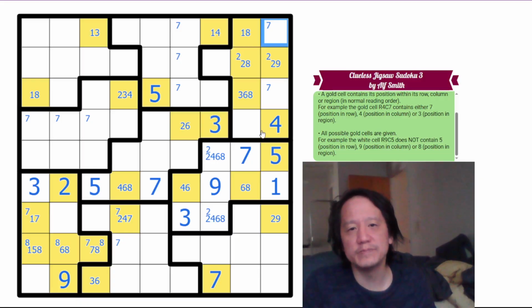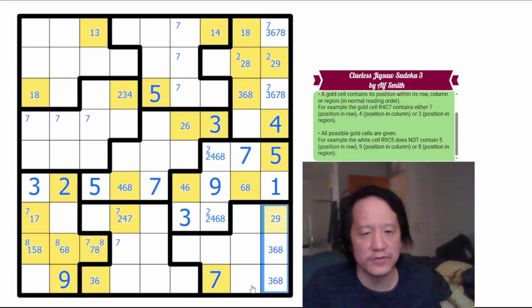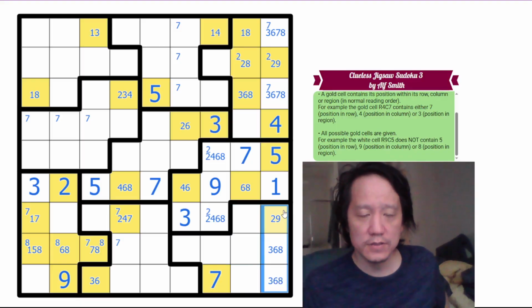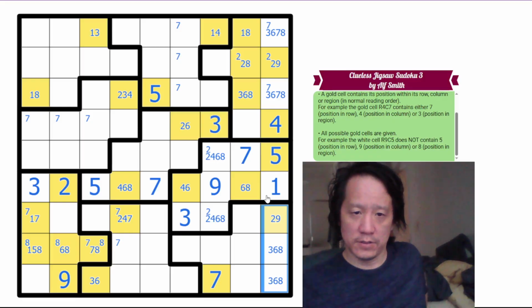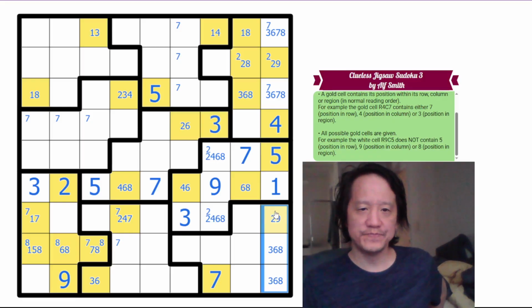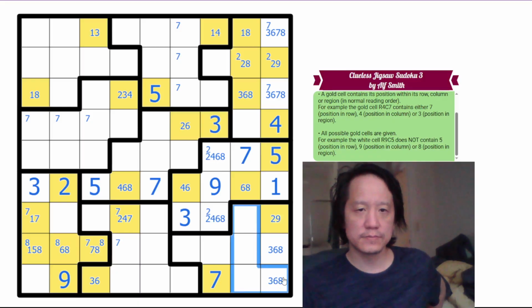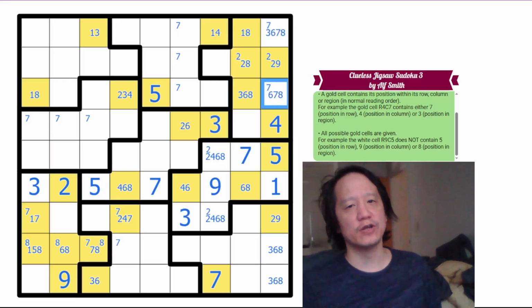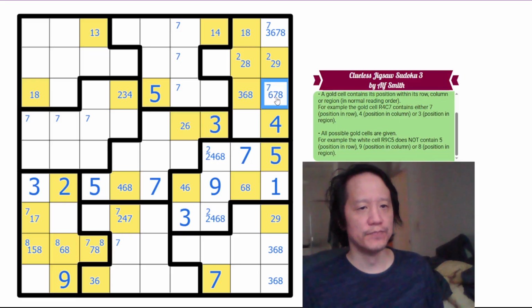So again, in column 9, we have 3, 6, 7, 8 remaining. And obviously this can't be 7 because of the 7 in the region. This cannot be 3 because it's not gold. And it matches, it's in row 3.